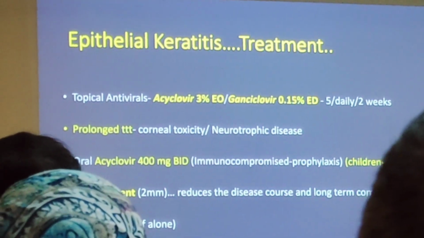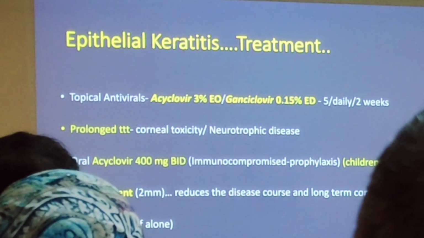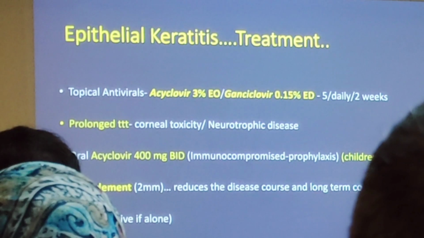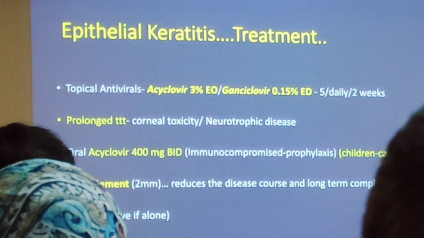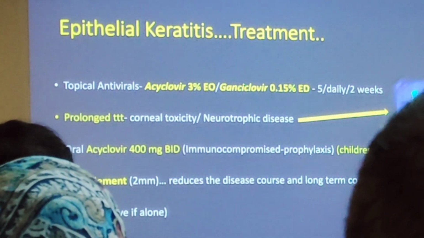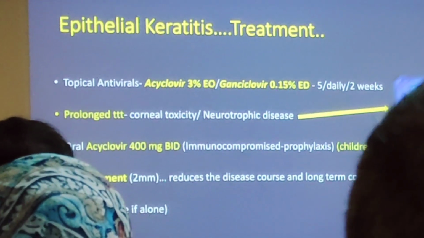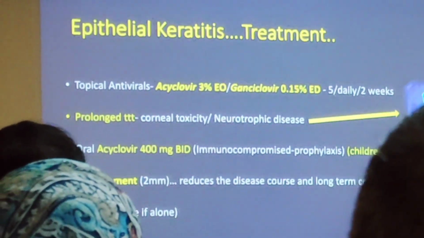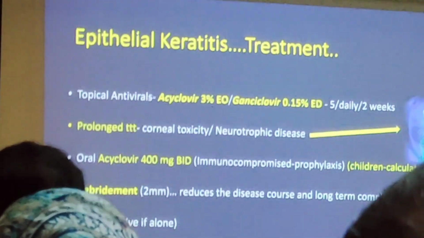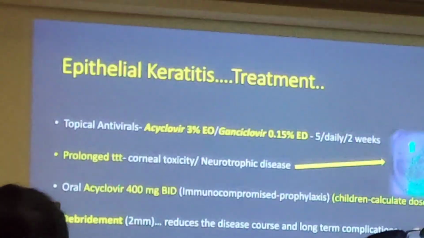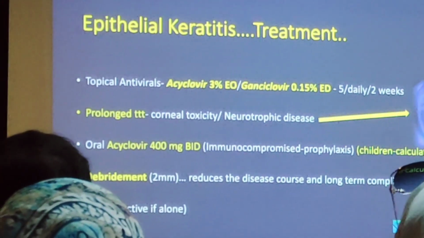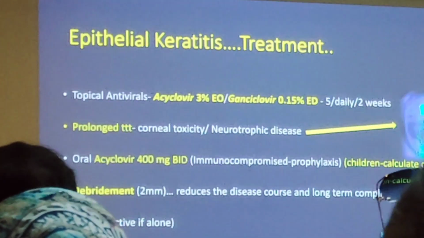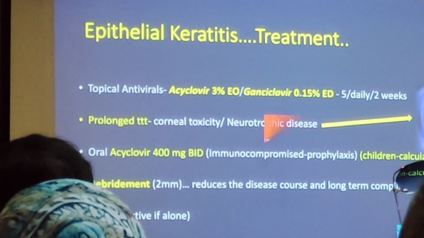The treatment of epithelial keratitis, due to active viral replication at the surface of the cornea on the epithelium, is by topical antiviral agents such as acyclovir or ganciclovir 5 times daily for a maximum of 2 weeks, because prolonged treatment results in ocular surface toxicity up to neurotrophic disease. Oral acyclovir may be indicated in immunocompromised patients and in children to prevent the development of viremia that may result in encephalitis and meningitis. Debridement with mechanical removal of virus-containing epithelial cells may shorten the duration of treatment, but it is not effective alone.